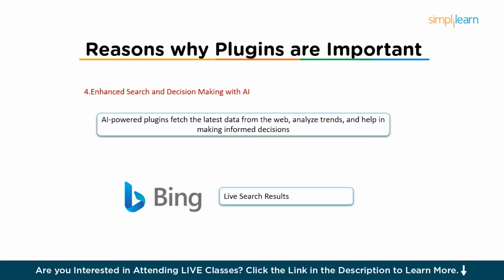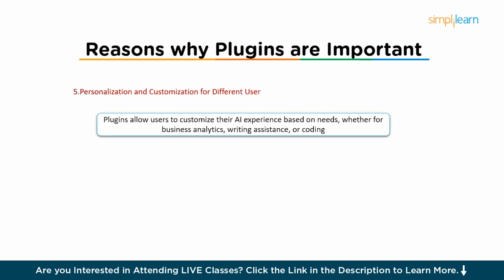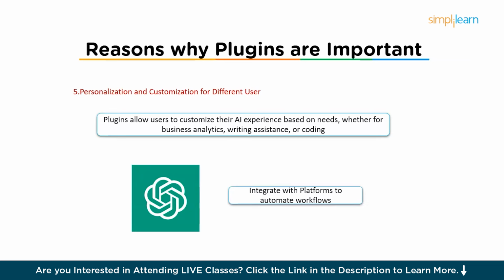So now, next we'll understand personalization and customization for different users. Plugins allow users to customize their AI experience based on needs, whether for business analytics, writing assistance, or coding. For example, ChatGPT plugins integrate with platforms like Zapier to automate workflows between apps like Slack, Gmail, and Notion.